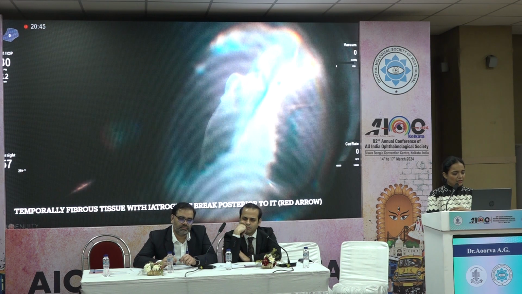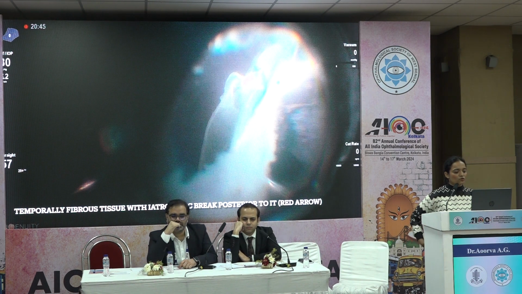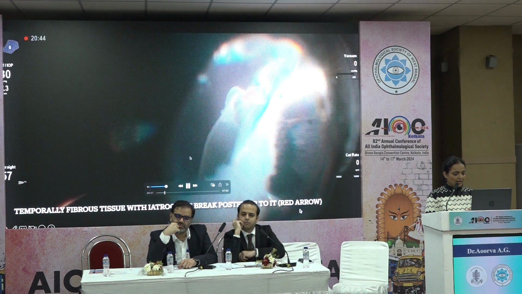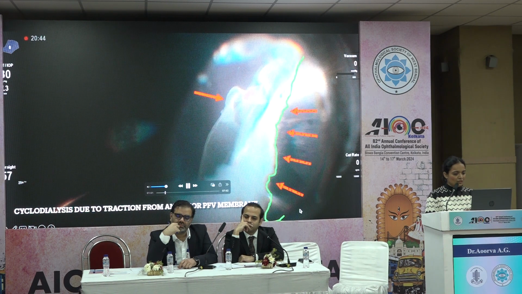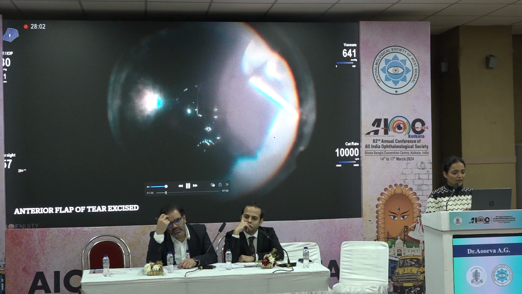I trimmed it. Then this is what we expect, because whenever there is a centripetal pull of the ciliary processes in a case of PFV, we almost always expect a very anterior insertion of the retina at the ora. So now even 2.5 mm from the limbus is too far posterior for this case. So I encountered an iatrogenic break posterior to this membrane. This is the PFV membrane also. This is the cyclodialysis due to traction.